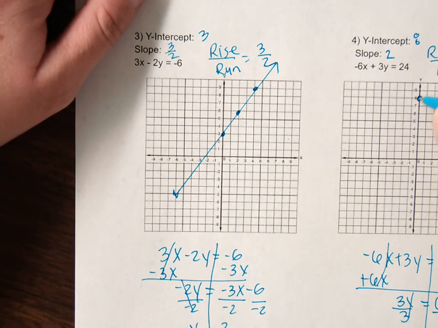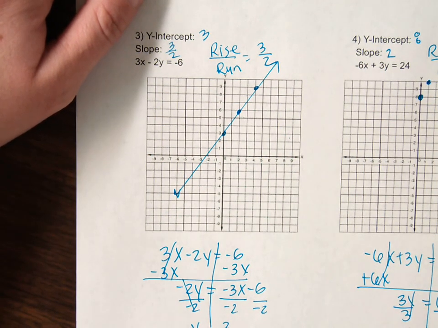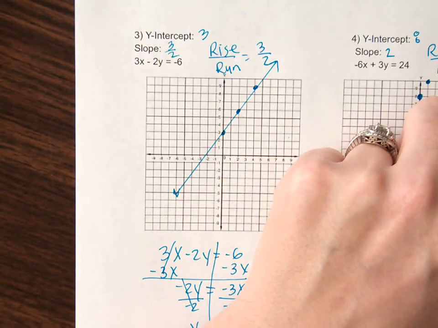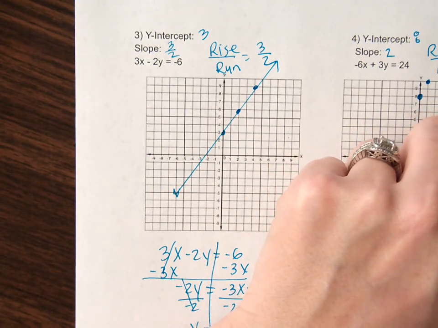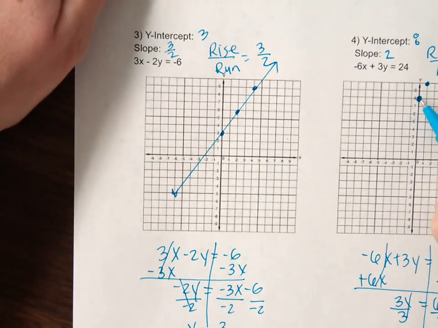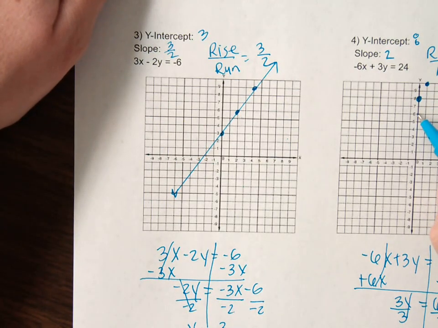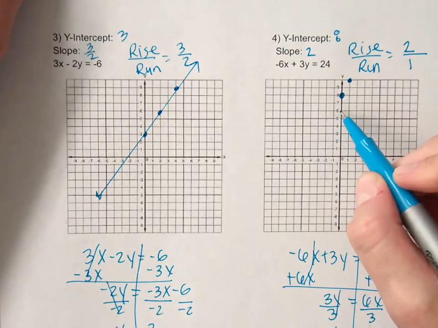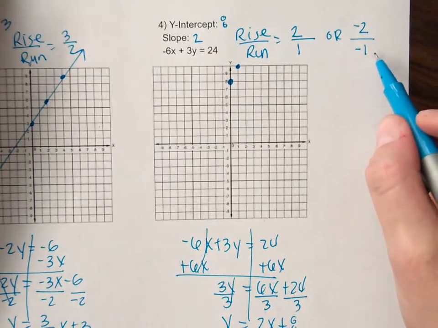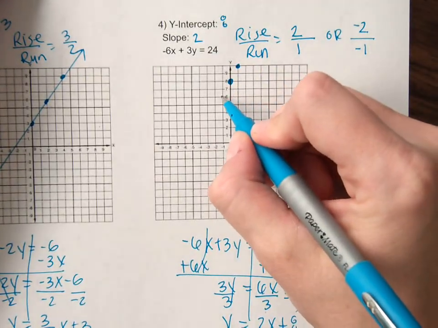So we're going to plot our 8. We're going to rise 2, run 1. But I'm out of room, so we can also make the opposite of 2 is -2. The opposite of +1 is -1. So I can rise -2, which is going down 2. And I can run -1, which is going left 1.